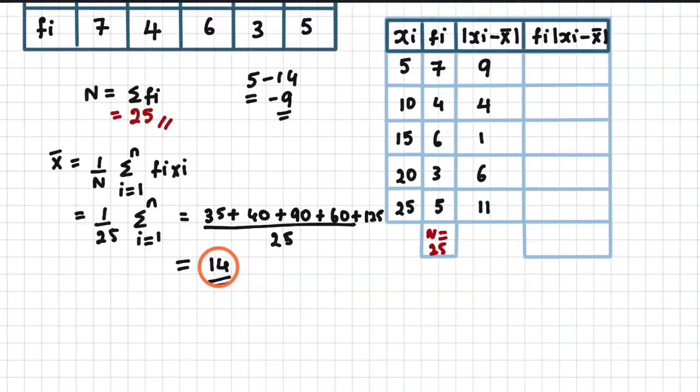So this is the area where you get confused. So xi is here and x bar is here. So xi minus x bar. So 25 minus 14 is 11, and 20 minus 14 is 6.